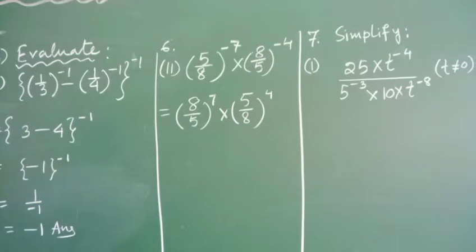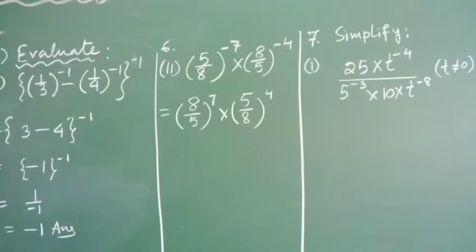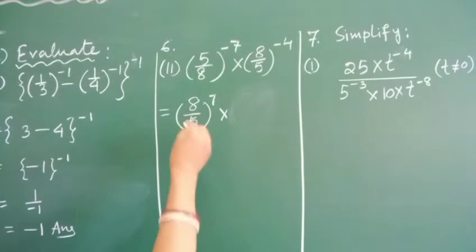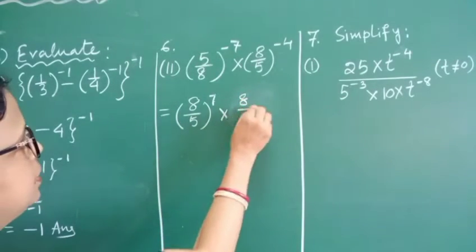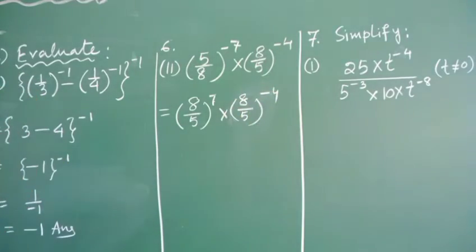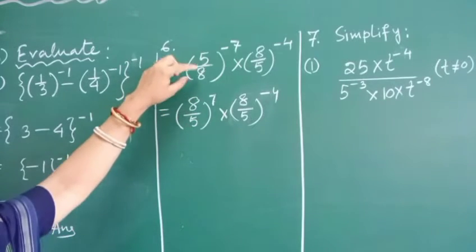Is it? Because we are making it. Now do one thing, don't do this. Better you change one sign and another one you keep as it is, so that the basis becomes same. 8 by 5 whole to the power minus 4. We are not changing it. Why we are not changing it? Because the base is base. Here it was 5 by 8.